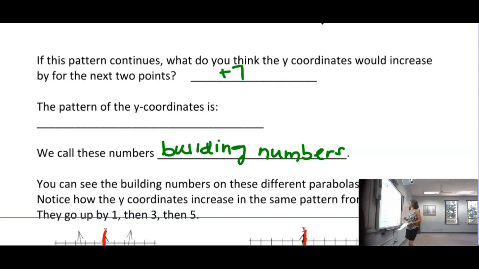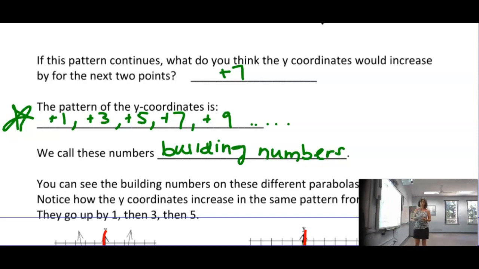Hopefully you said plus 7. Okay? So this pattern always goes up 1, up 3, up 5, up 7. My next one will be up 9, and so on by all of our odd numbers. And these are called building numbers. It's super important that you know this pattern. This pattern is essential for doing this.